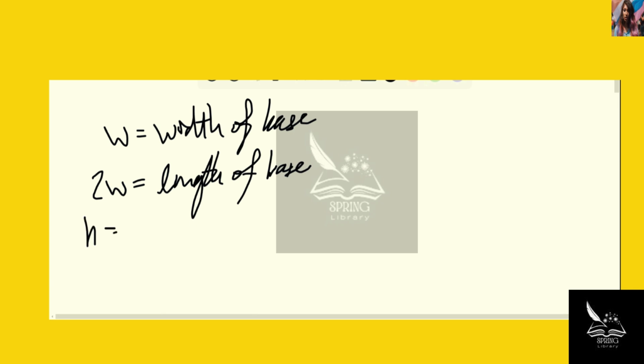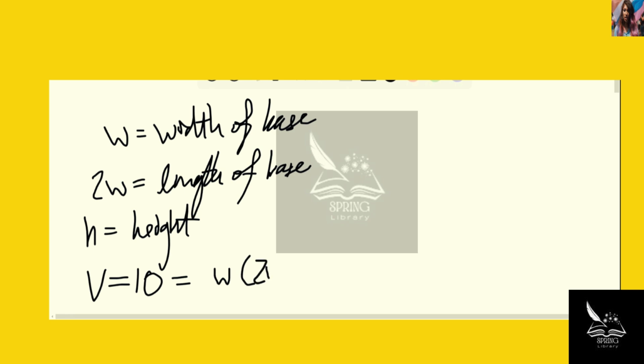H is the height of the box, and the volume, which we're told is 10, is also equal to the base width times base length, so W times 2W times the height H, which is 2W squared H. This is in cubic meters.